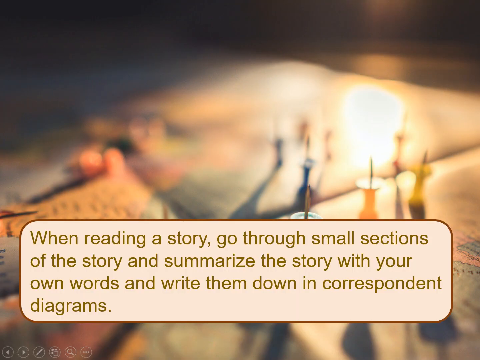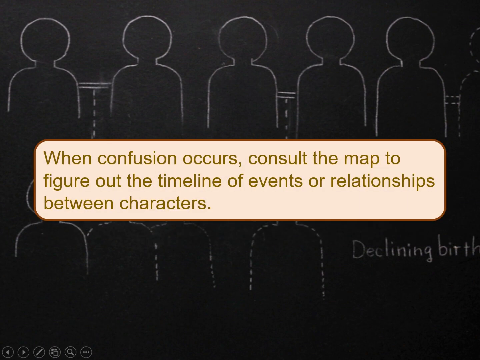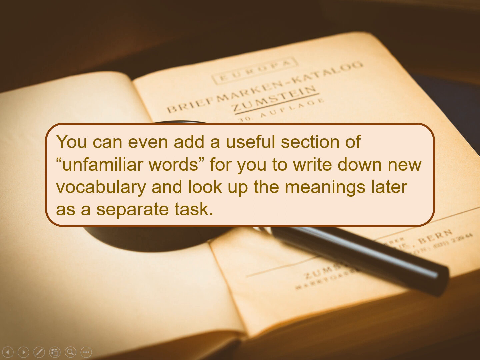When reading a story, go through small sections of the story and summarize the story with your own words and write them down in corresponding diagrams. When confusion occurs, consult the map to figure out the timeline of events or relationships between characters. You can even add a useful section of unfamiliar words for you to write down new vocabulary and look up the meanings later as a separate task.